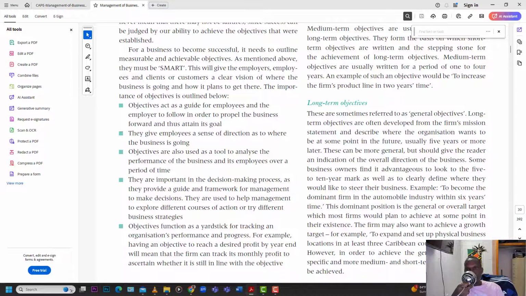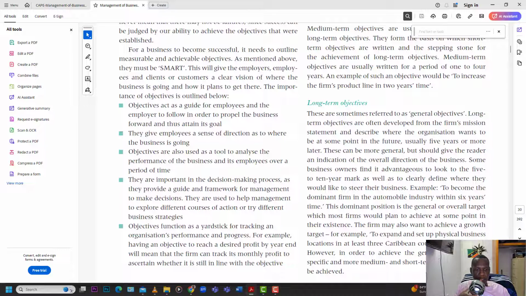If you realize that maybe one of the objectives might not have been timely enough or relevant to you, we're using SMART still, right? Or measurable, you might have to say, okay, let's come back and go again. Let's try again. Objectives function as a yardstick for tracking and organizing performance and progress.